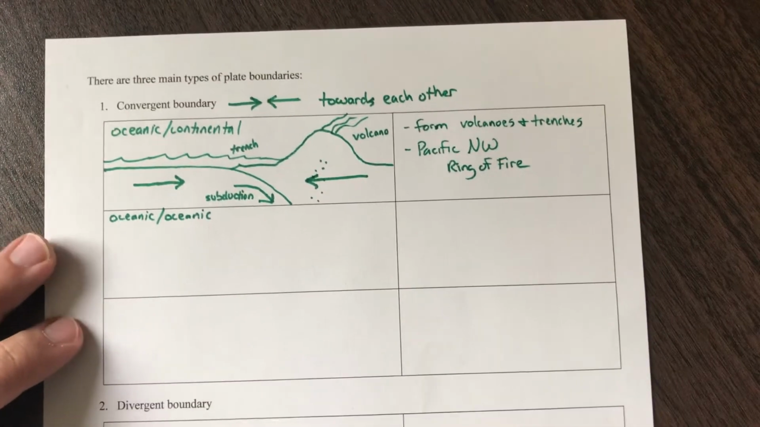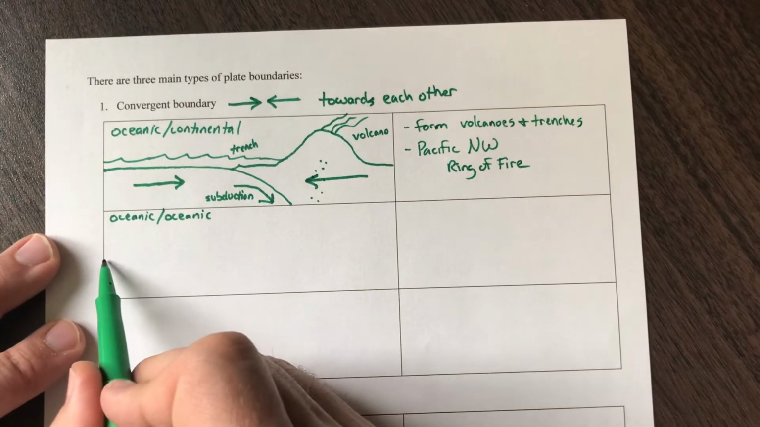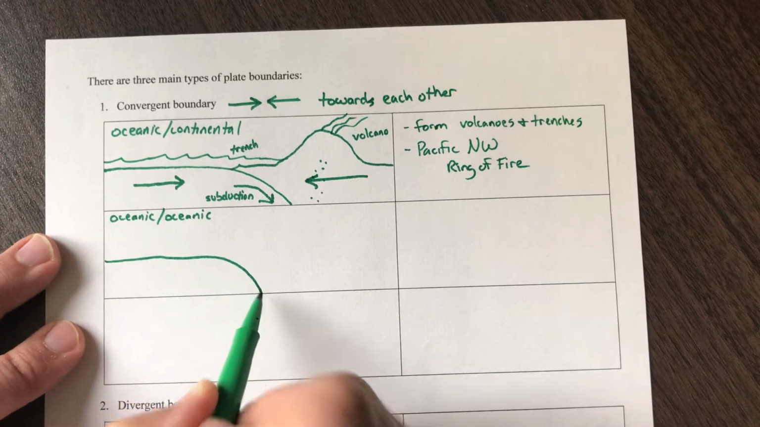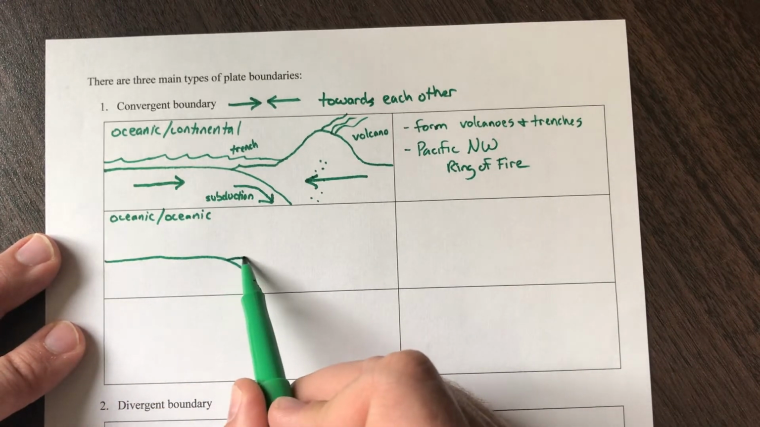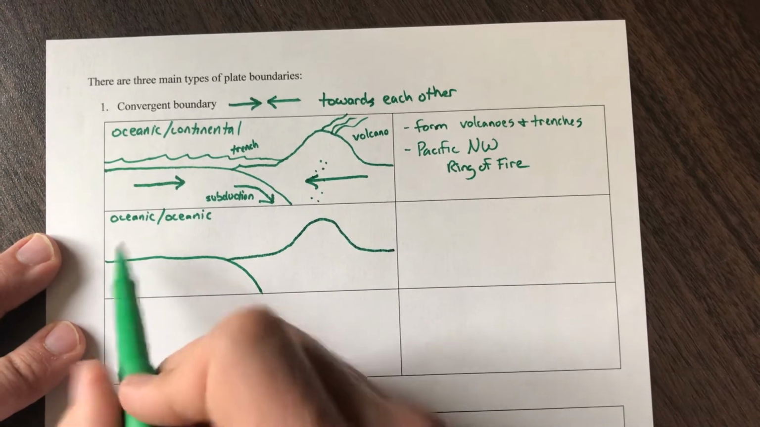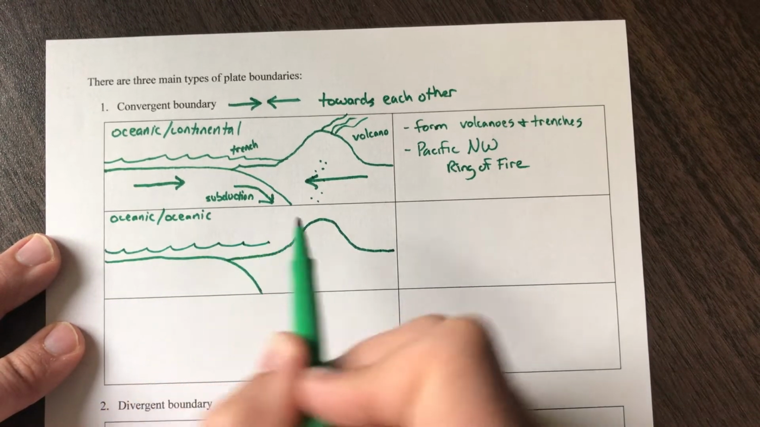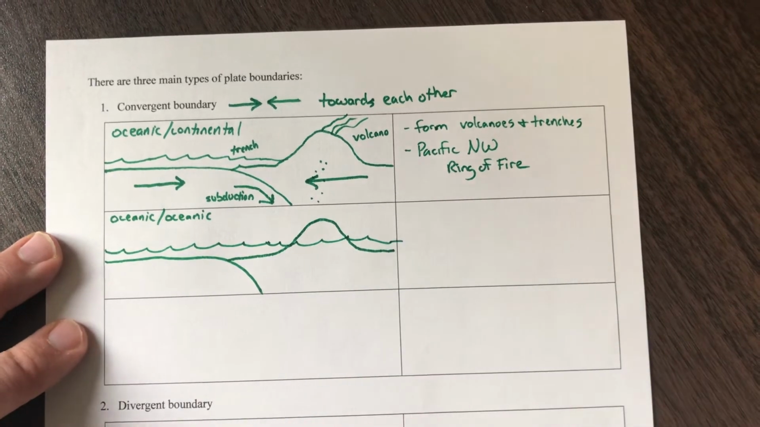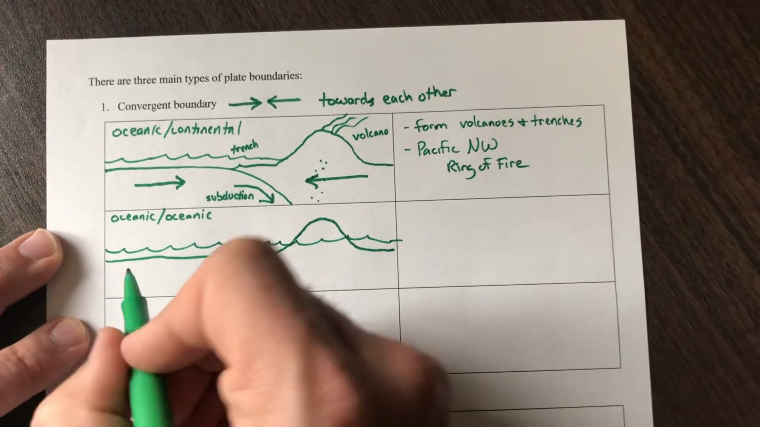Your next one is going to be 2 oceanic plates that are coming towards each other. So we're going to have some of the same action here. We're going to have some subduction occurring. And we're also going to get some growth here. But the water, since it's out in the middle of the ocean, is going to be going all the way across.